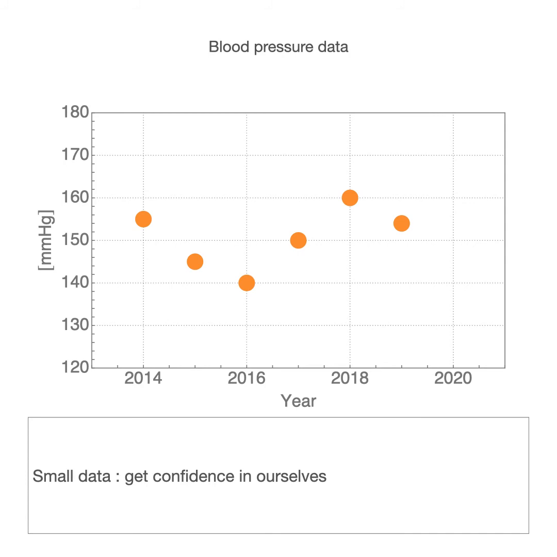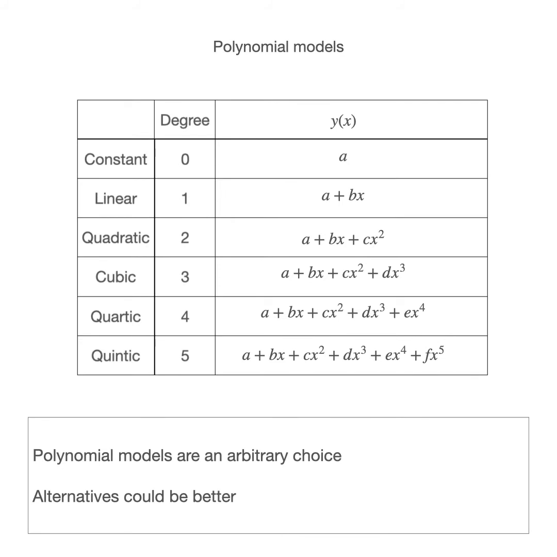Also, we have only 6 data points, just enough to show all the details of Bayesian regression. Actually, these are real data, and the advantage of real data is that we don't know the truth of an underlying assumed model. And in this way, we get confidence in ourselves. Polynomial models are often the first aid kit of data practitioners. But beware, they are an arbitrary choice and alternative models could be better.